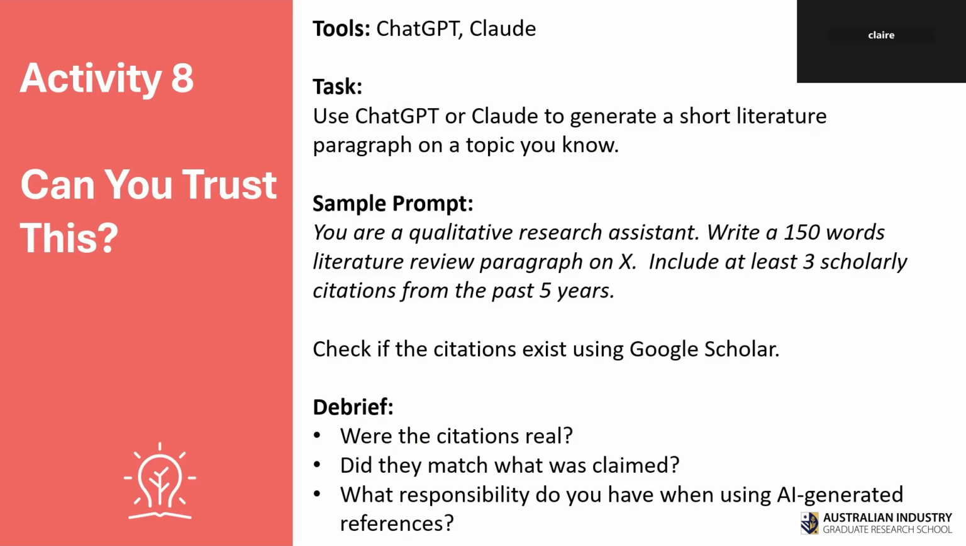Okay, so the citations may or may not be real. The citations may be real, but maybe they don't actually match what has been claimed. Okay, so just because a citation is real, we need to check that the knowledge claim that the AI is telling us has come from that citation is actually what the paper actually said.